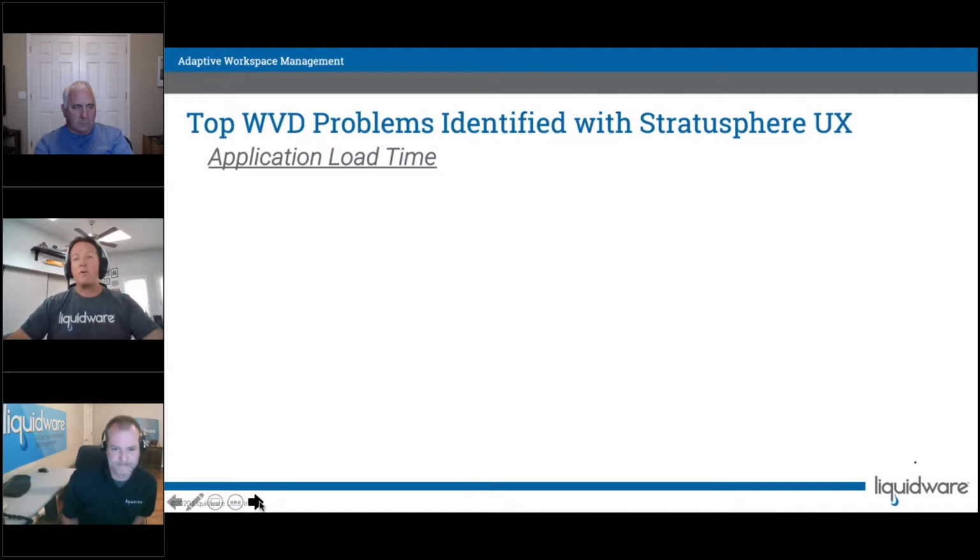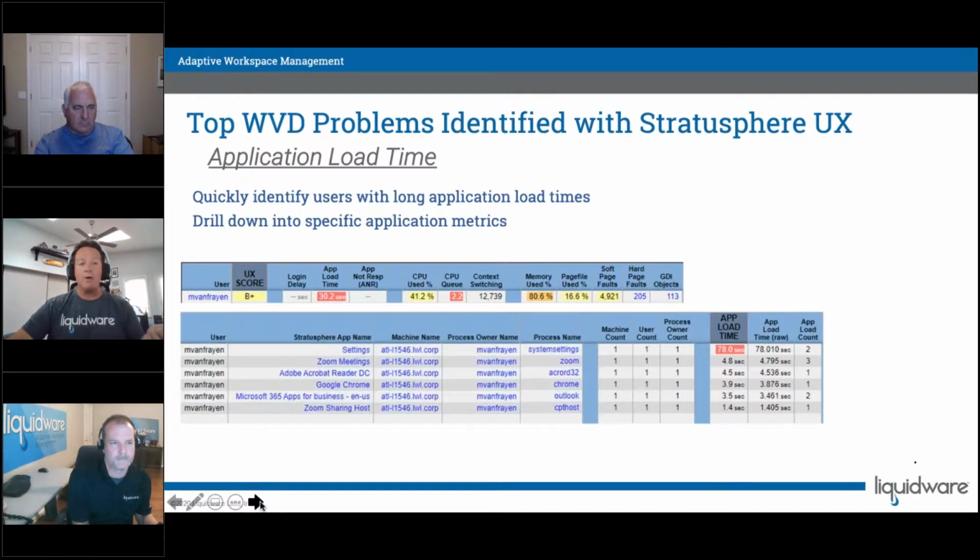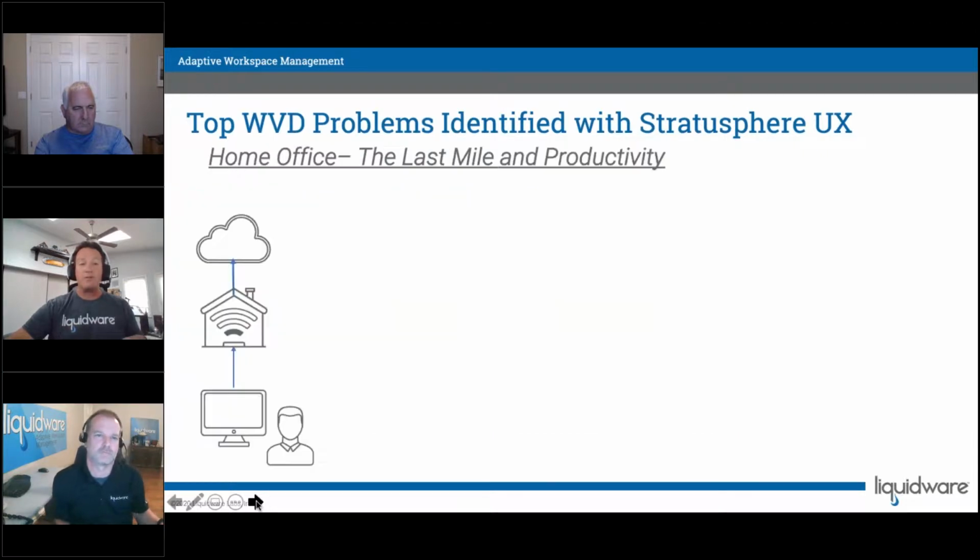One of the things I think Mark talked about with one of his use cases was application load time, and people using stopwatches to try to tell you how long something had taken. Well, we're able to quickly identify users with long application load times, users that are exceeding the threshold metrics we've defined. And then we're able to drill down into those specific application metrics. In this example, you can see we have a user who's only got one application that's taking a long time to load, but that's bringing his entire score down. We're now able to drill down to that specific process and figure out what's taking so long, and maybe does it even need to be there? Can it be eliminated to give you a greater level of performance?